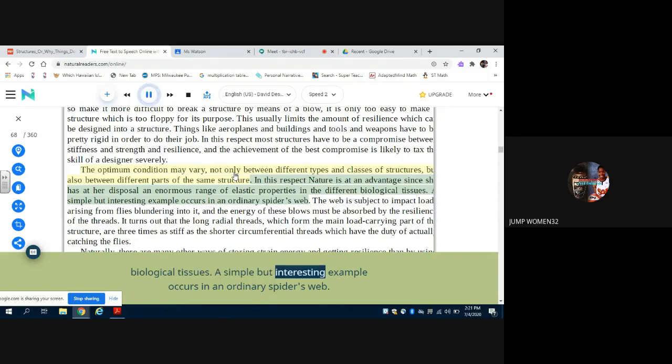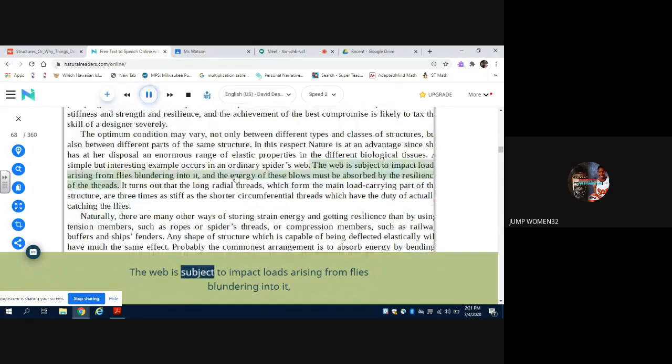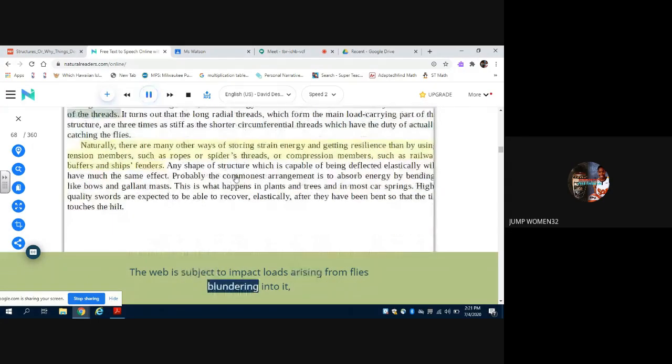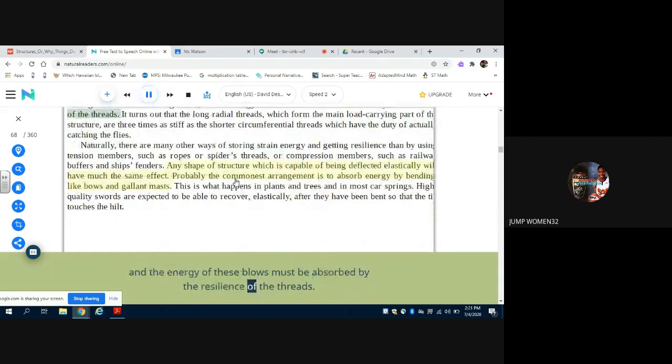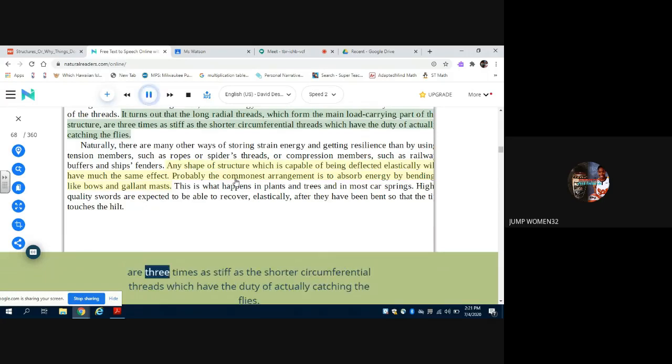A simple but interesting example occurs in an ordinary spider's web. The web is subject to impact loads arising from flies blundering into it, and the energy of these blows must be absorbed by the resilience of the threads. It turns out that the long radial threads, which form the main load-carrying part of the structure, are three times as stiff as the shorter circumferential threads which have the duty of actually catching the flies.